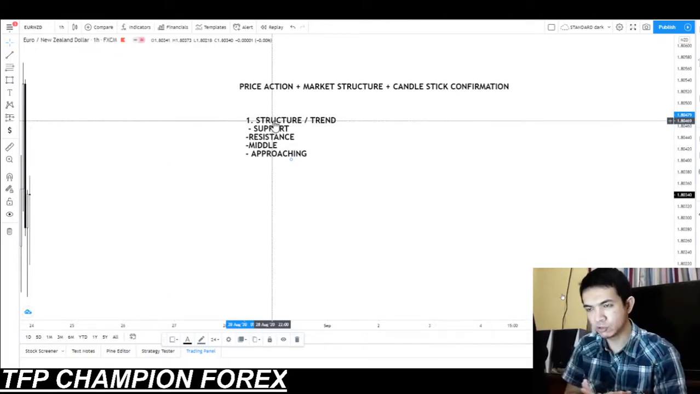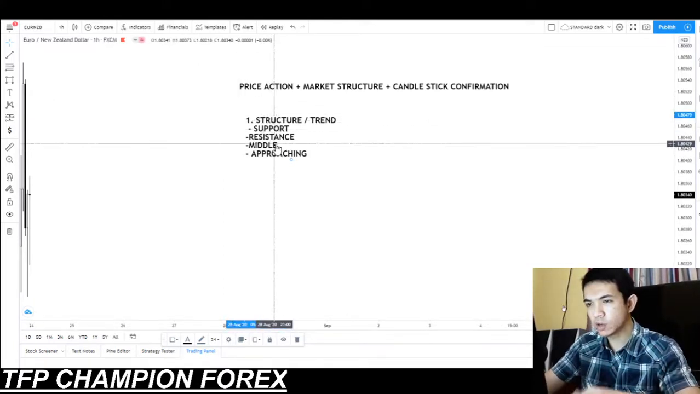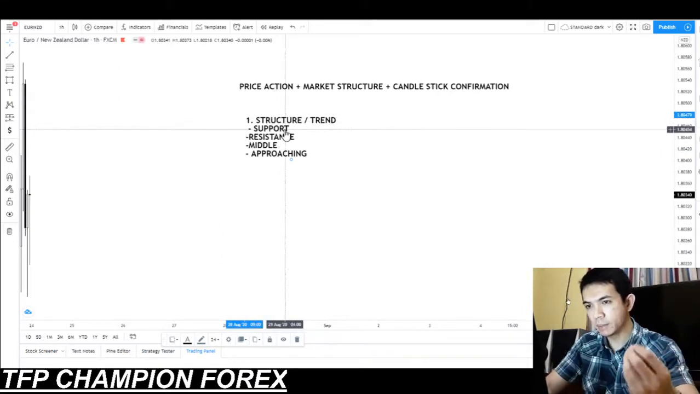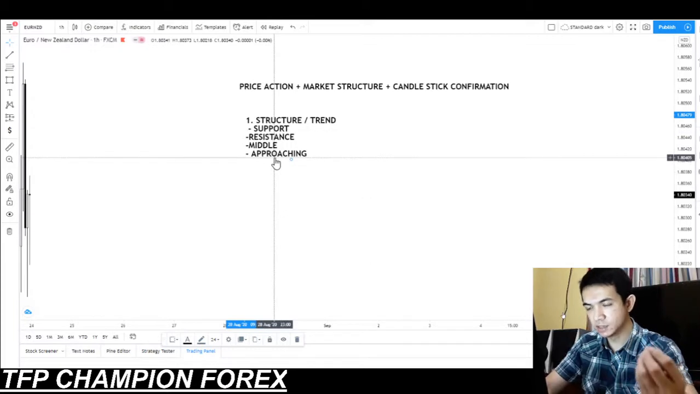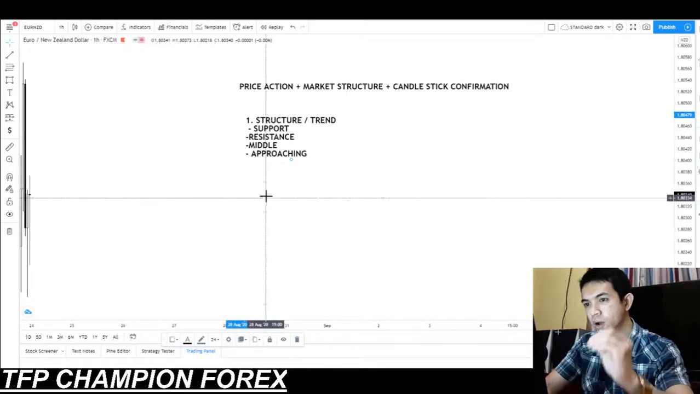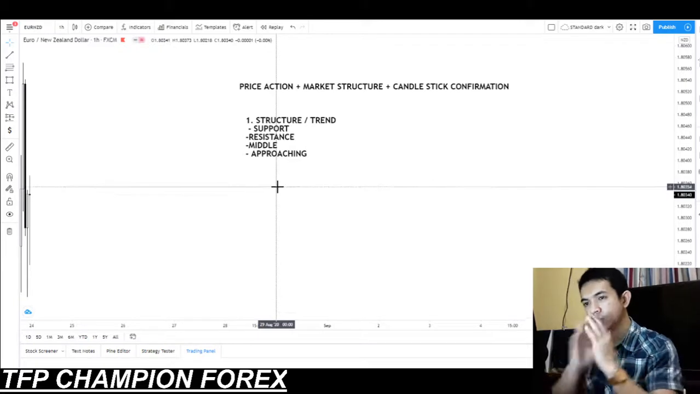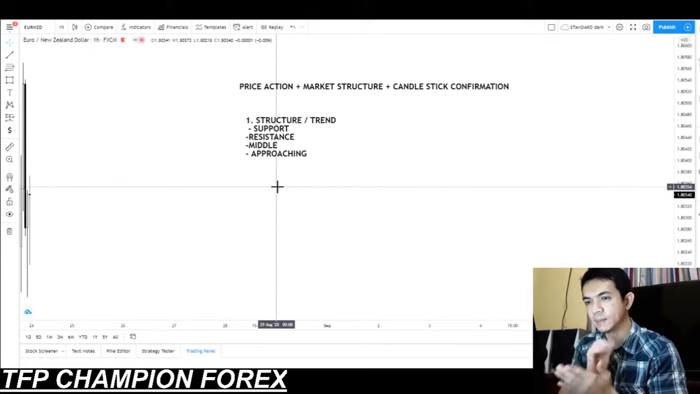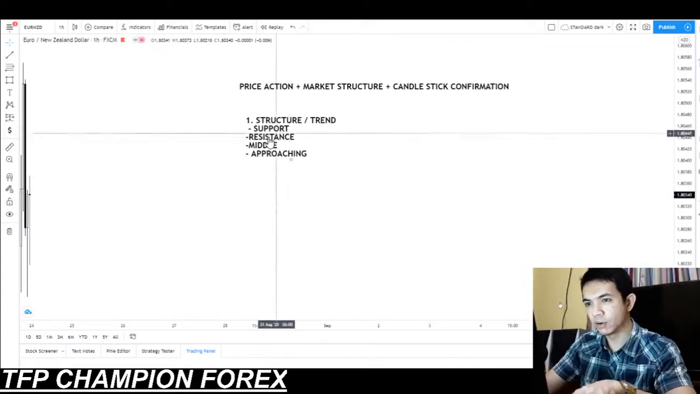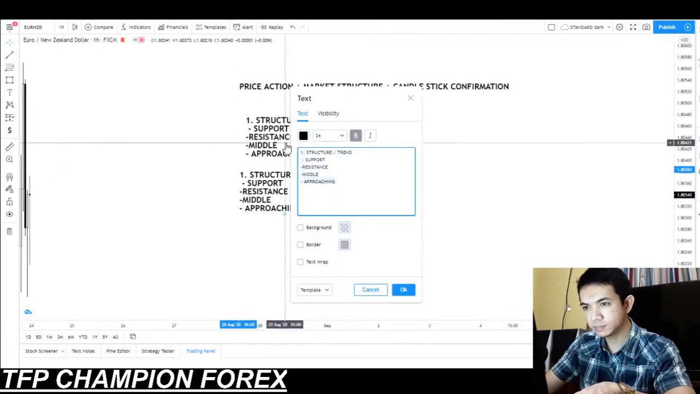So what is the structure of the market overall on a higher time frame? And where am I at this structure? Am I already at the key significant support? Am I already at the key significant resistance? Am I still at the middle of these two levels, or am I now approaching these key significant levels? So first things first, you have to ask this very important question to yourself through the analysis of the current price.